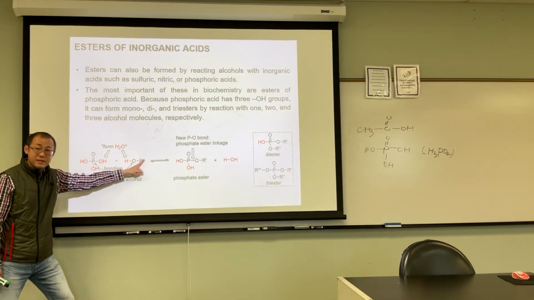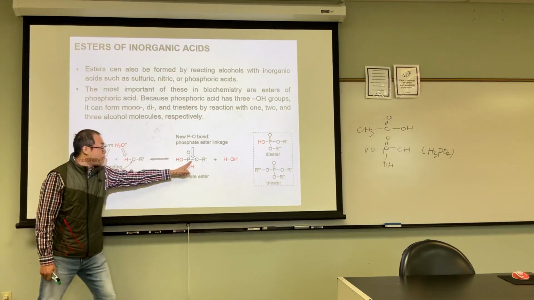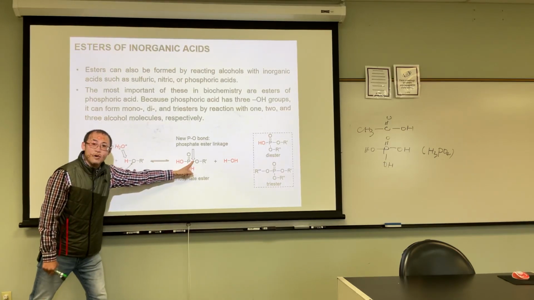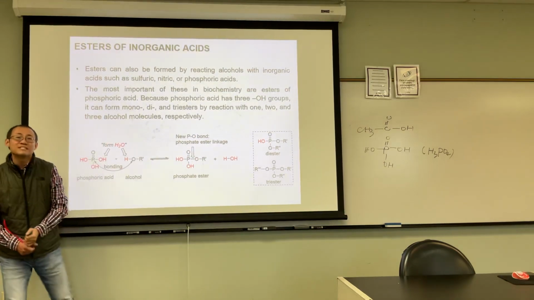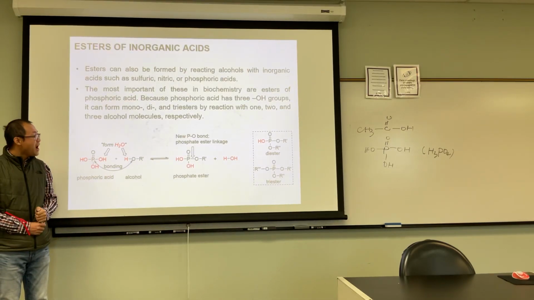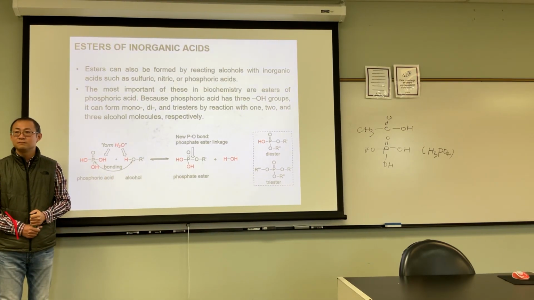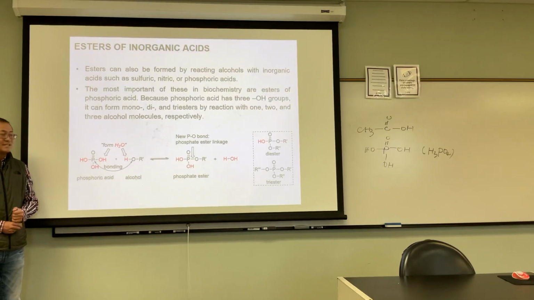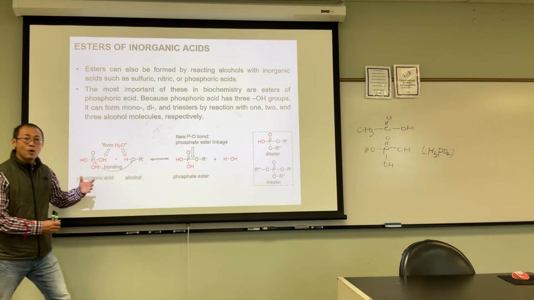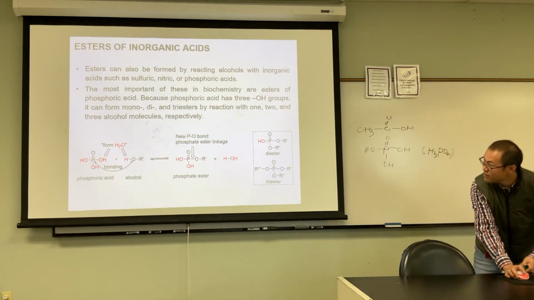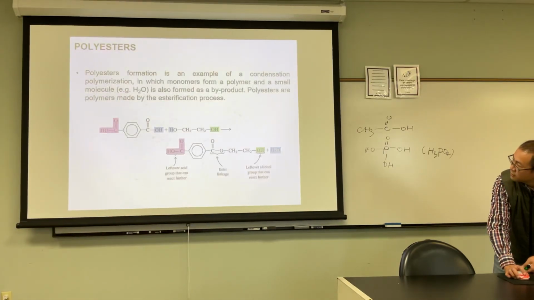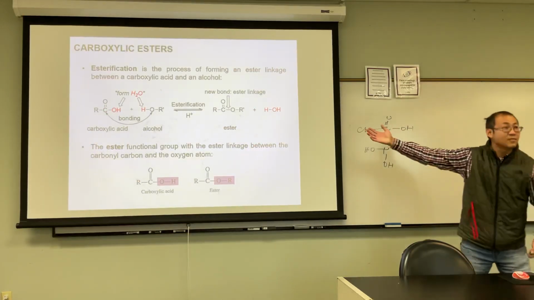Again, the O is from what? From the alcohol. We have the bond POOR. This PO single bond is what? Ester bond. We just give it a new name, a phosphate ester, because it's from phosphoric acid. Okay, phosphate ester. Do you guys see that? The same as what? The same as here.